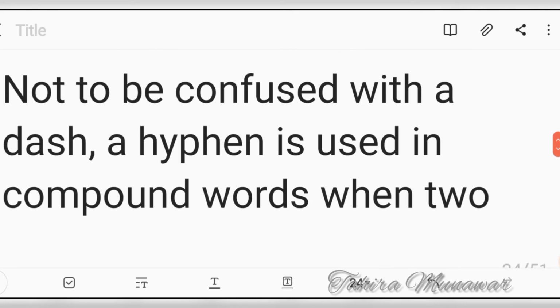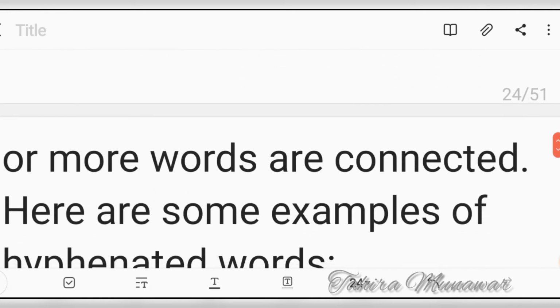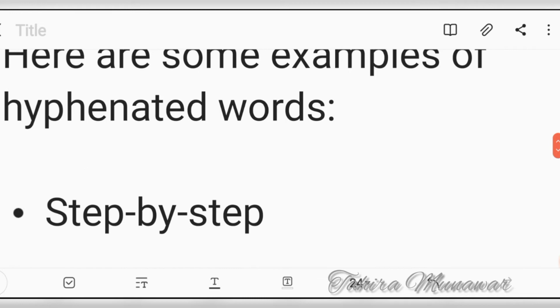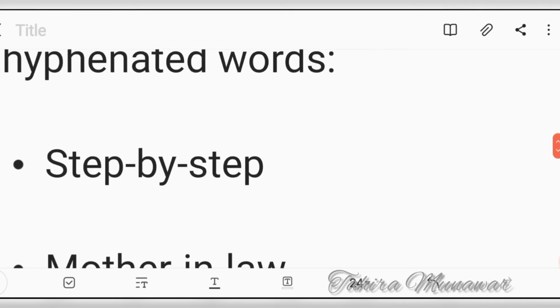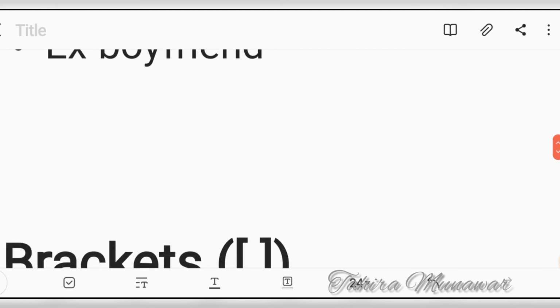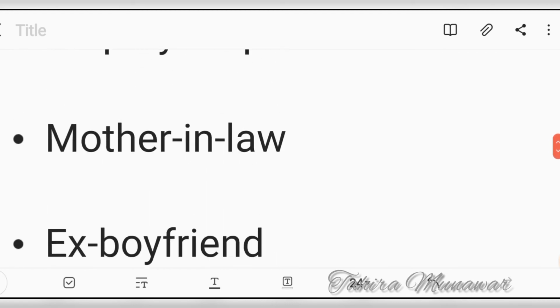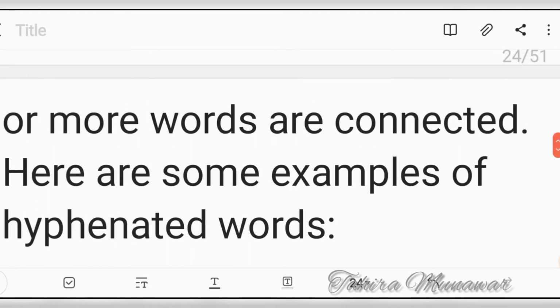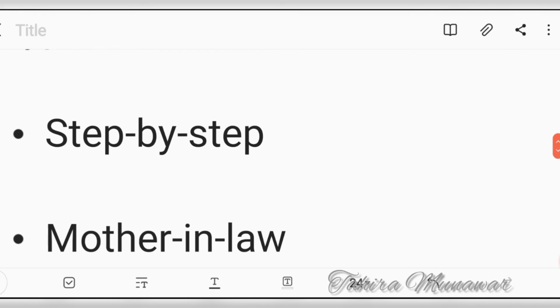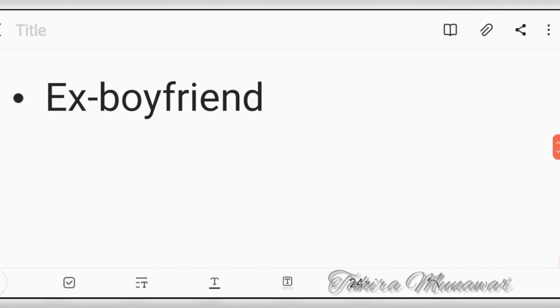A dash is used in the compound words when two or more words are connected. But what is hyphen? Here are the examples of hyphenated words: step-by-step, mother-in-law, ex-boyfriend. So this is the N dash is used to separate dates. And this hyphen is used to separate different words: step-by-step, mother-in-law, ex-boyfriend.